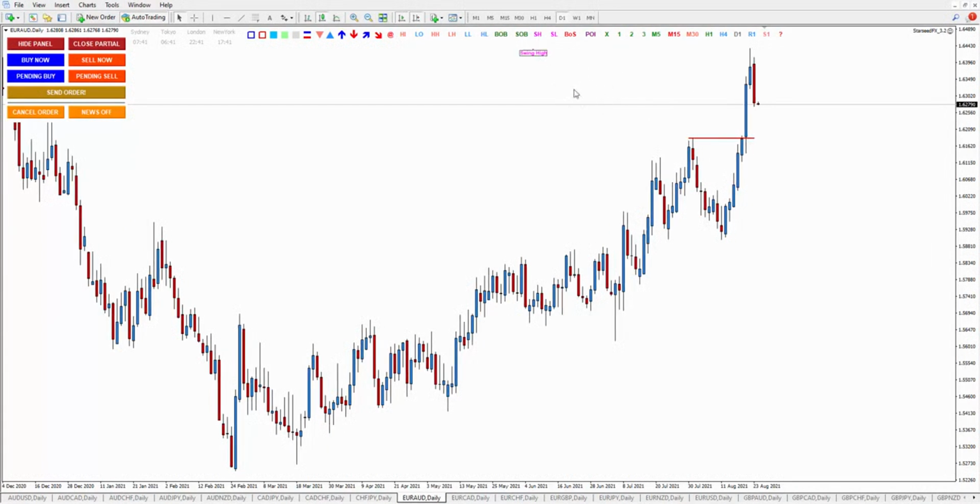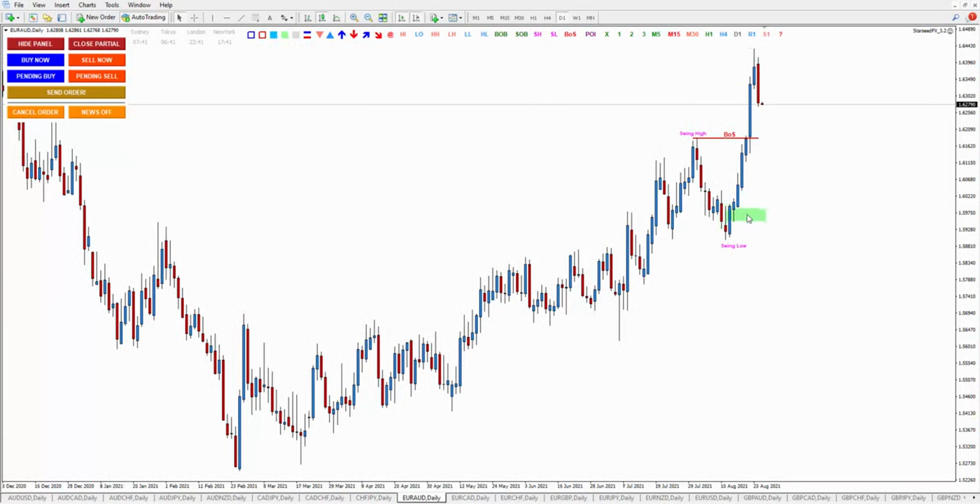Here is the swing high, here is the swing low, and this is the break of structure. And our order block is the last bearish candle before the breakout happened. Now there is still empty space around here. You can do counter trend for sell to reach this order block.